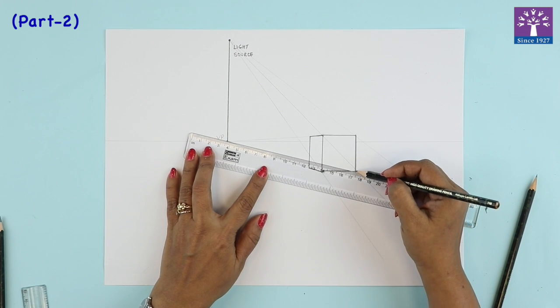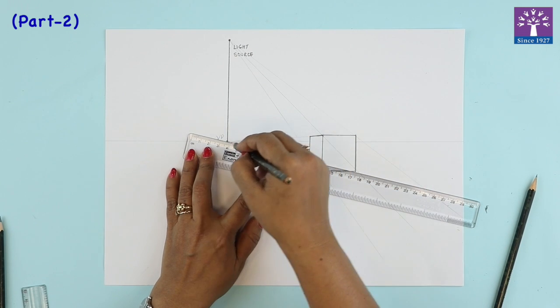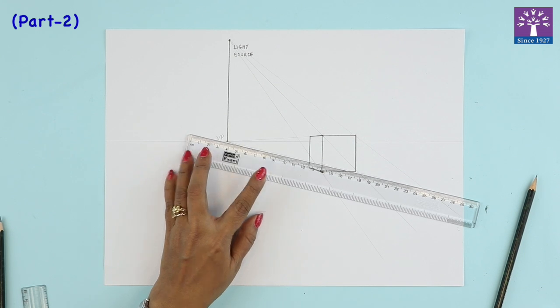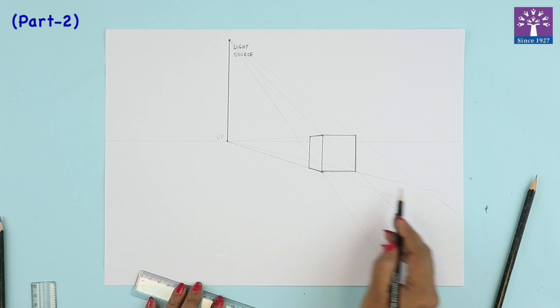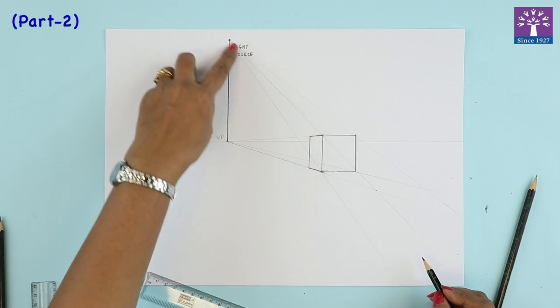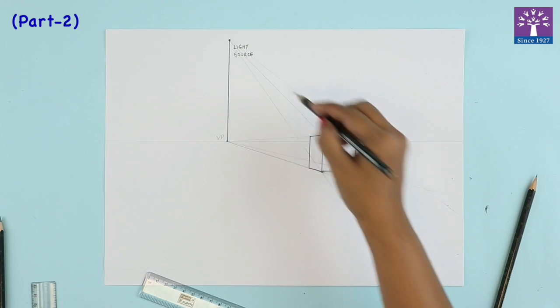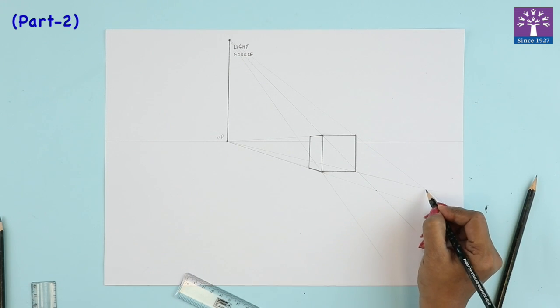Now we are doing this for the shadow. See this point, and from the vanishing point I am drawing here. Now you see these 2 lines that I have drawn. This is a point where it is meeting the light source line and the vanishing point line. Similarly, this light source line and this vanishing point line are meeting here.